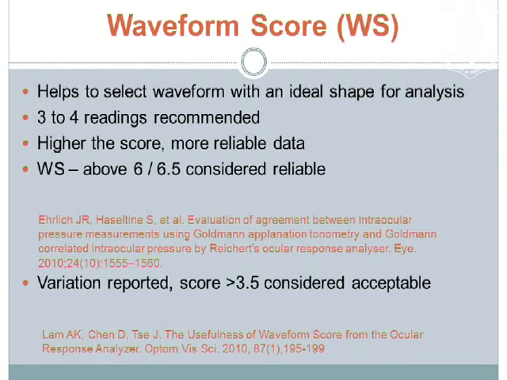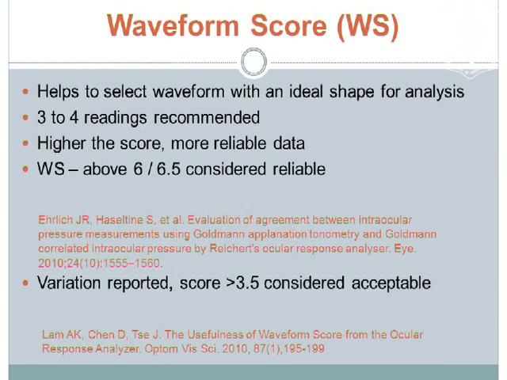The ORA has a concept of a waveform score, which is displayed when you are picking up the readings. The waveform score basically has to be somewhere around 6 or 7, because that's when the ideal waveform can be detected, because it has to take into account movement of the patient, alignment, etc. So it is recommended that when you are studying the patients, you should take at least 3 to 4 readings, and the higher the score, the more reliable the data is supposed to be.